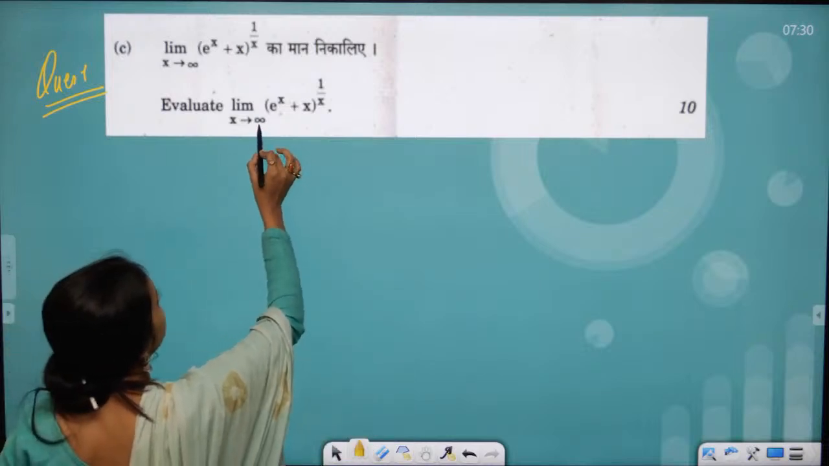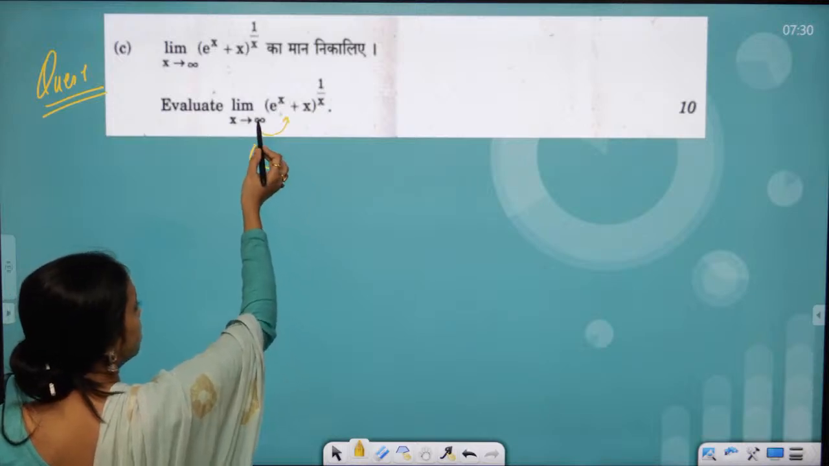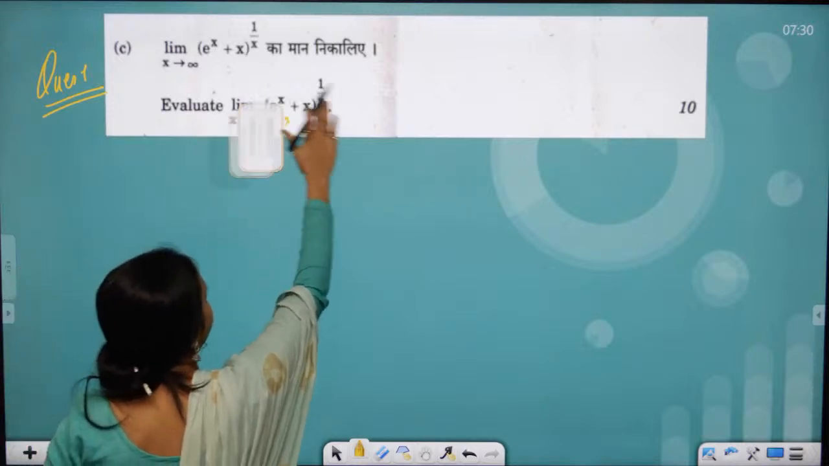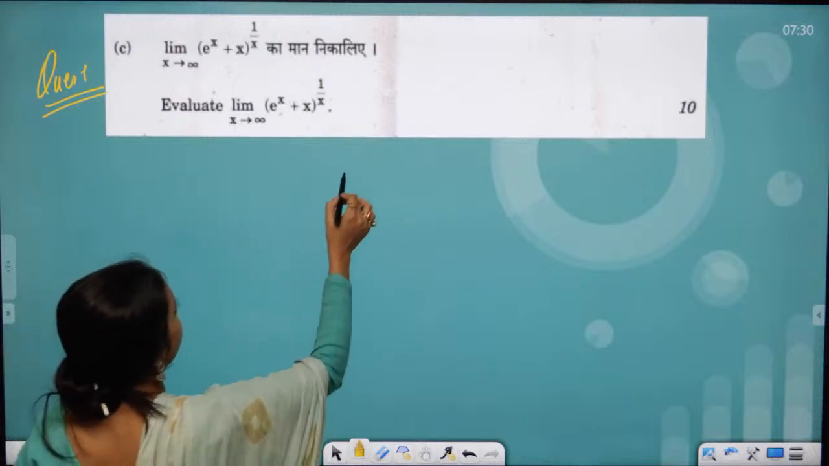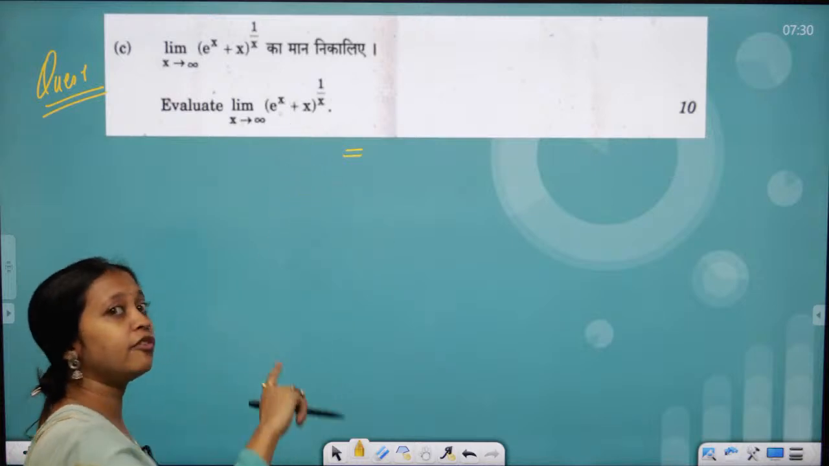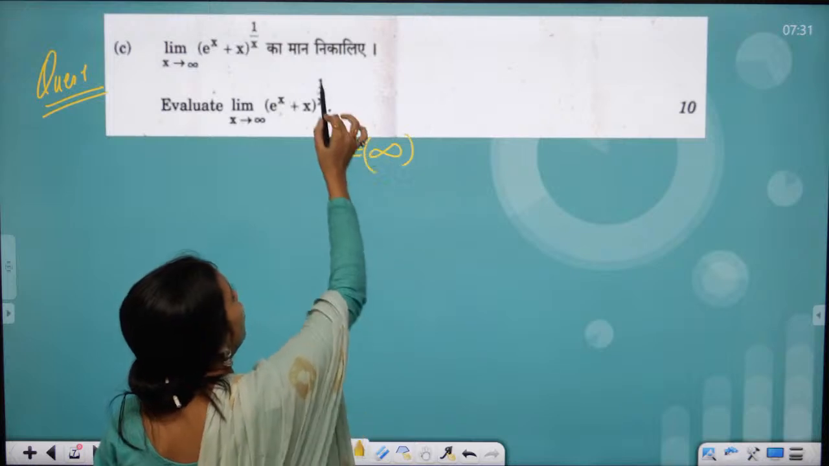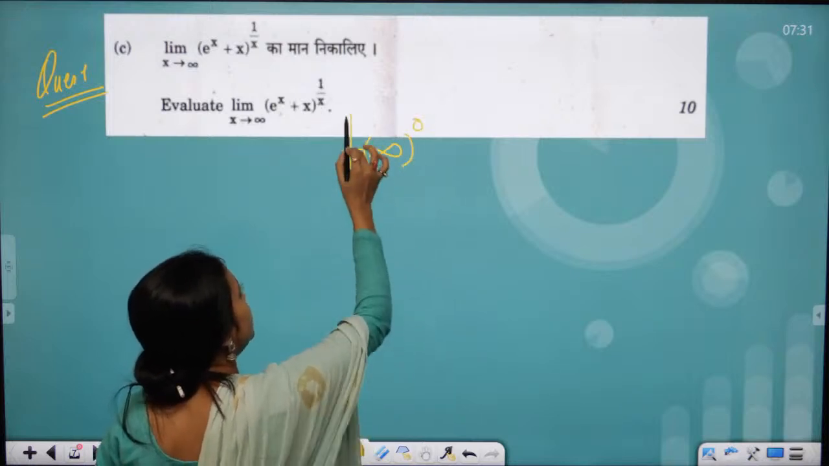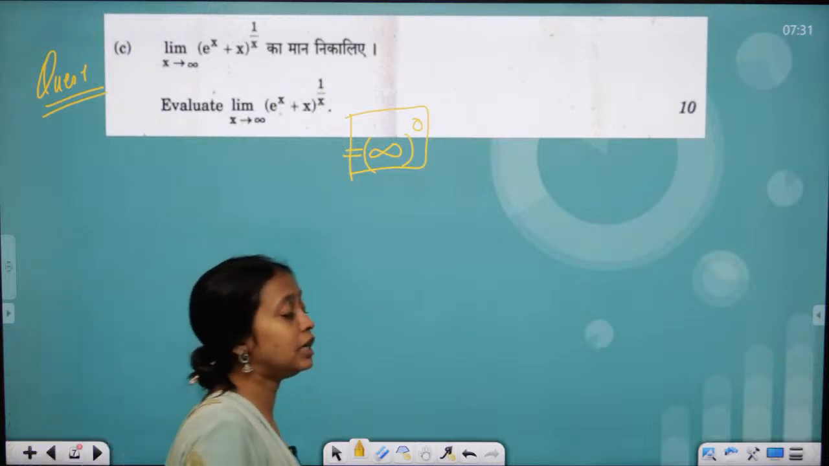And if you observe, this is infinity. You just apply the limit first as it is. So you see this is an indeterminate form: e raised to the power x plus x goes to infinity plus infinity, infinity, raised to the power 1 upon infinity, that means 0. This is the indeterminate form of infinity raised to the power 0. How do we do these kinds of questions?